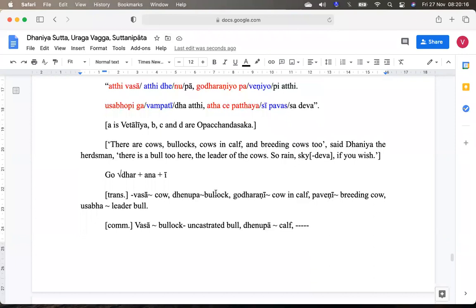In the dictionary, denuba is calf, but in the translation it is bullock. In the commentary also, denuba is actually calf. These two words are quite different in the dictionary, in the PTS dictionary, in the canonical translation, and even in the commentaries.